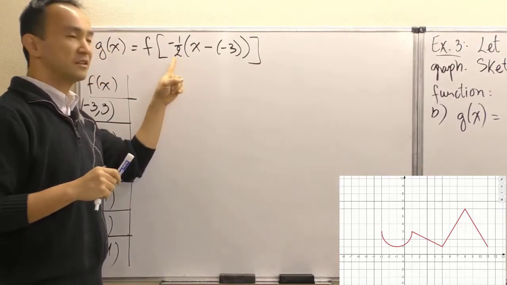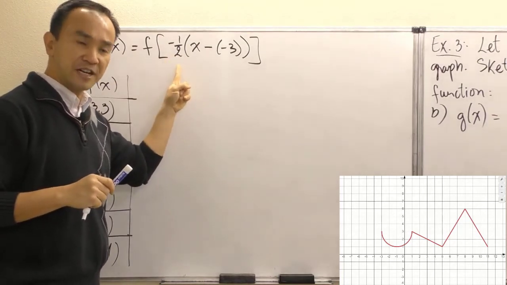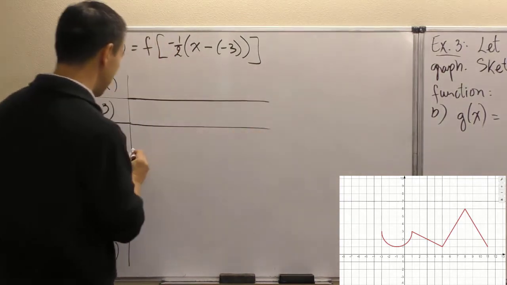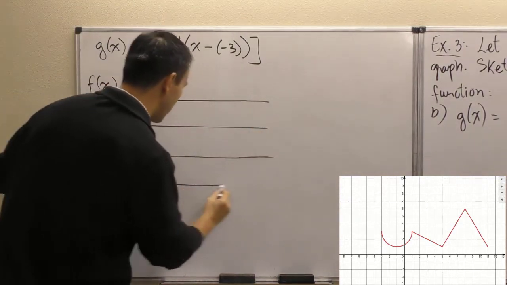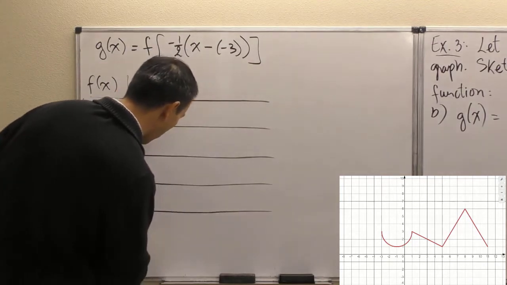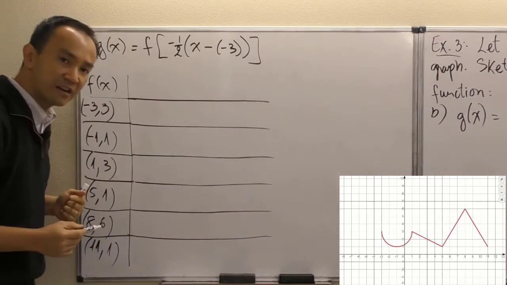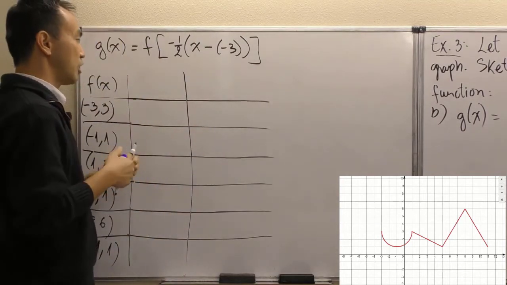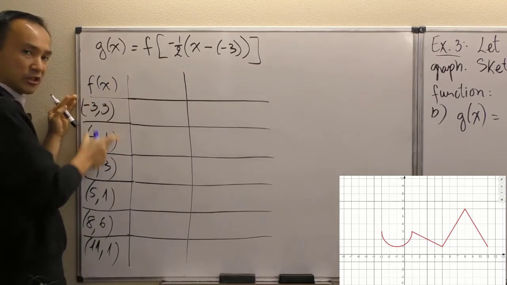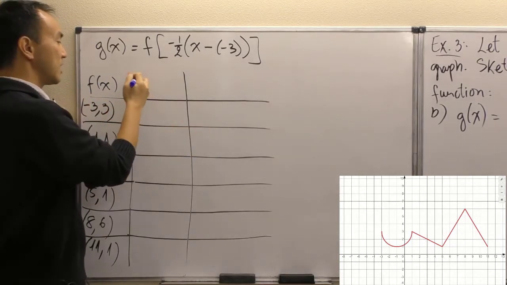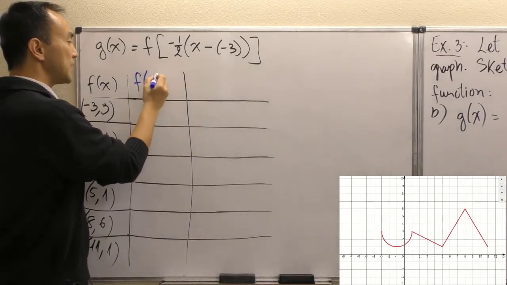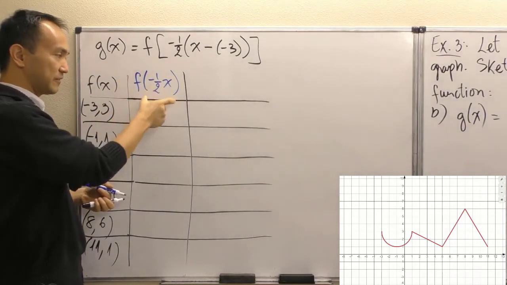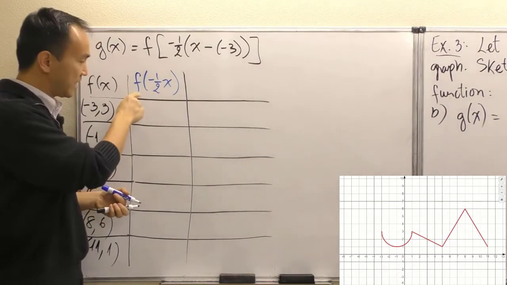We want to do the horizontal scaling first. So in my table, I am about to create a step one column that reflects the step where we're going to apply the horizontal scaling. If this is f of x, the column for the parent function, then this is going to be the column for f of minus 1/2 x. Once again, this is in the form of f of an input ax.